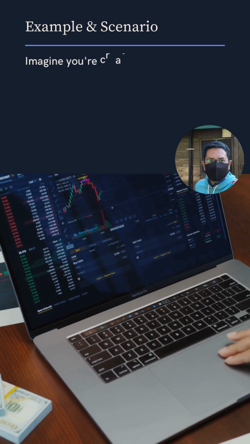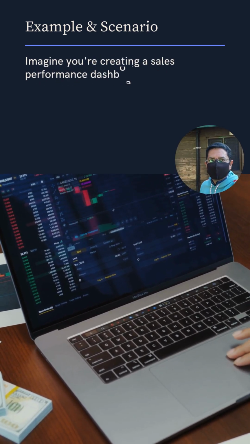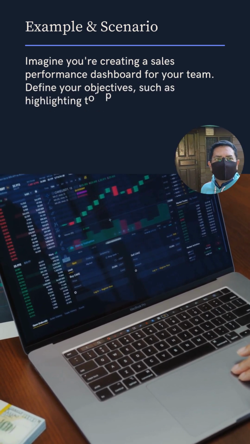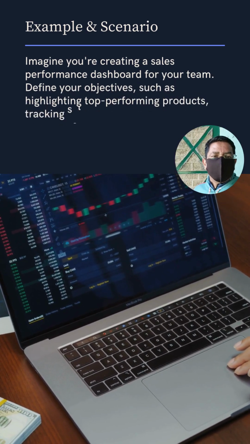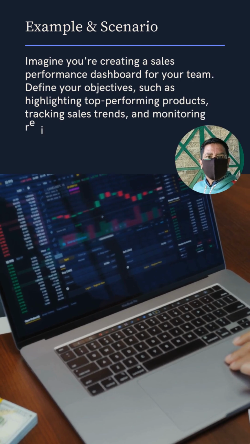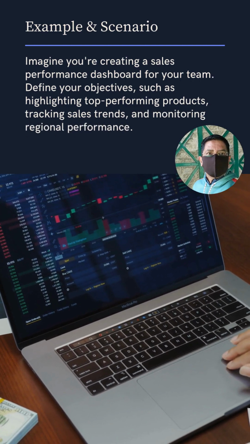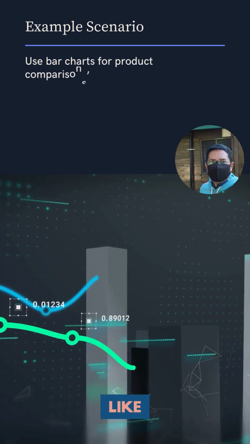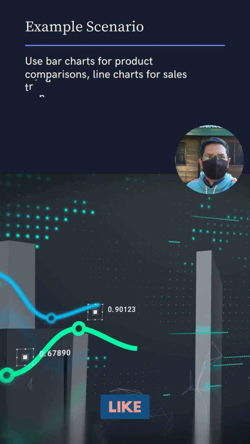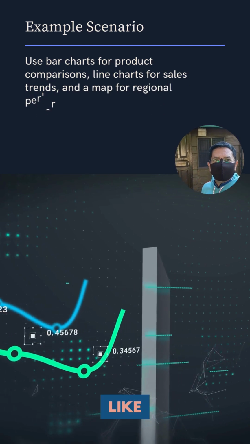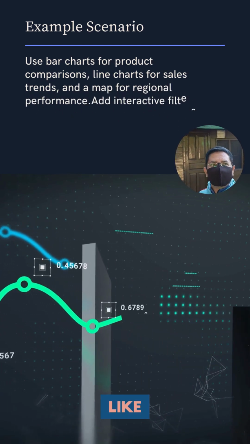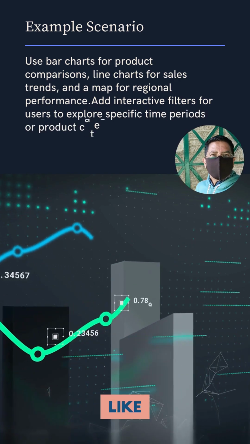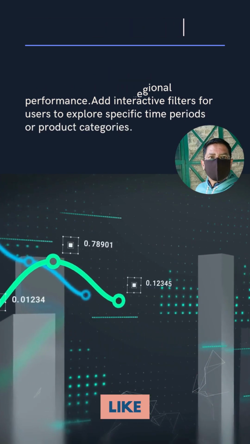Example: imagine you are creating a sales performance dashboard for your team. Define your objectives, such as highlighting top-performing products, tracking sales trends, and monitoring regional performance. Use bar charts for product comparisons, line charts for sales trends, and a map for regional performance. Add interactive filters for users to explore specific time periods or product categories.